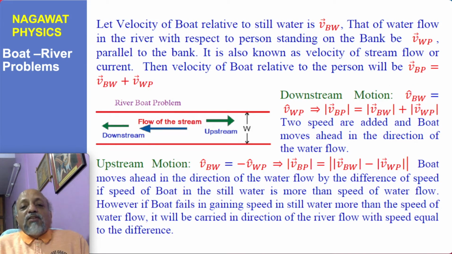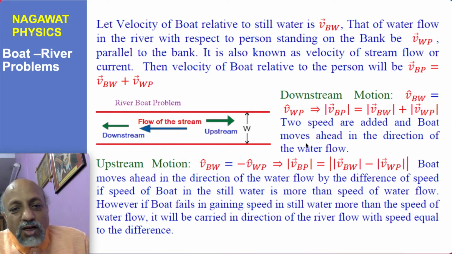Now there are some specific cases of the motion of boat in the river. One is called downstream motion. We call it downstream motion when the velocity of boat with respect to the still water is also in the same direction as that of the water flow. So if the boatman is rowing the boat in the same direction in which the water is flowing, then that motion is called downstream motion. Here in this picture I have taken the flow of the stream towards this left direction, and so if you row the boat towards this direction, then that would be called the downstream motion of the boat.